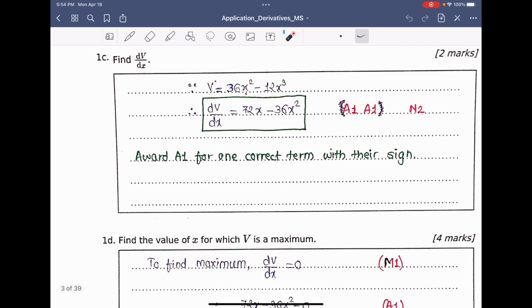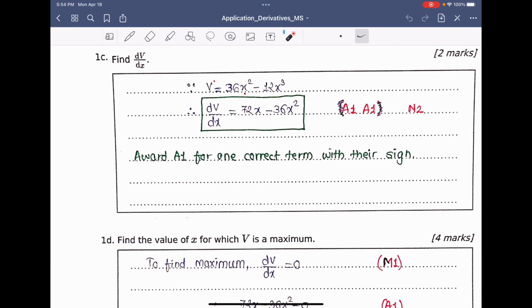Third part, as it's the application of derivative, for sure they will ask you to find the derivative. So dV upon dx. We will write the actual expression of V we found in part b. V is equal to 36x squared minus 12x cubed. Take the derivative of V with respect to x. 36 will remain as it is. Derivative of x squared is 2x. 2x times 36 is 72x.